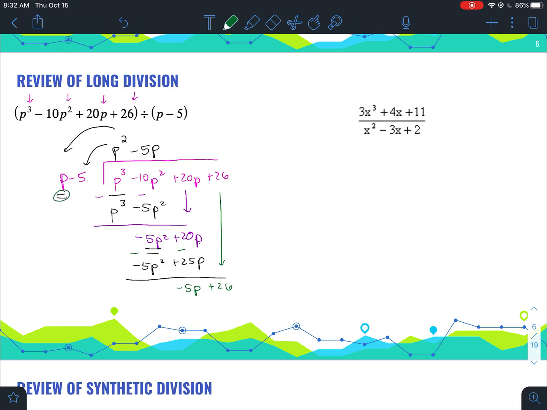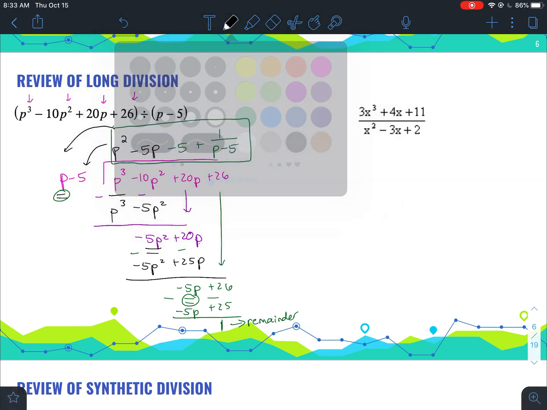And then p times what is negative 5p? And that's going to be negative 5. So we get negative 5p and then plus 25. And then subtract, subtract. My remainder is 1. So that's my remainder. The remainder always goes over what you were dividing by. So the remainder is positive, so plus 1. And then I was dividing by p minus 5. So my remainder is going to be 1 over p minus 5. And so my answer to this long division problem is p squared minus 5p minus 5 plus 1 over p minus 5. Let's try the next one.